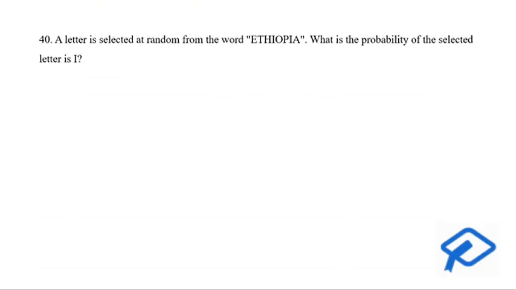Question number 40. A letter is selected at random from the word Ethiopia. What is the probability that the selected letter is I? A. 1 over 8, B. 1 over 4, C. 3 over 8, D. 3 over 4.